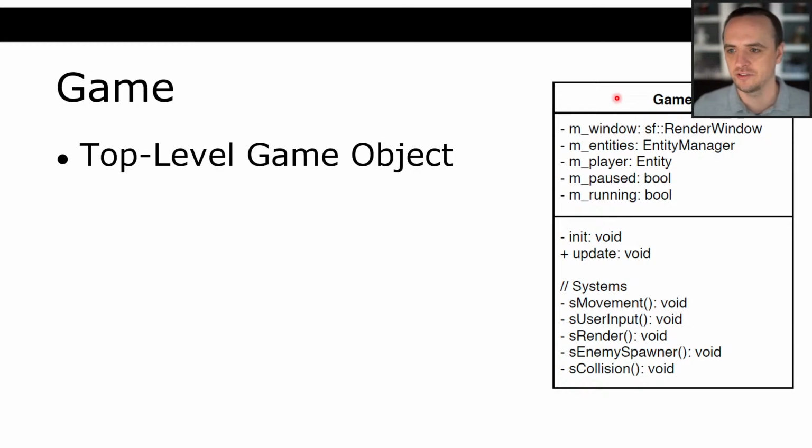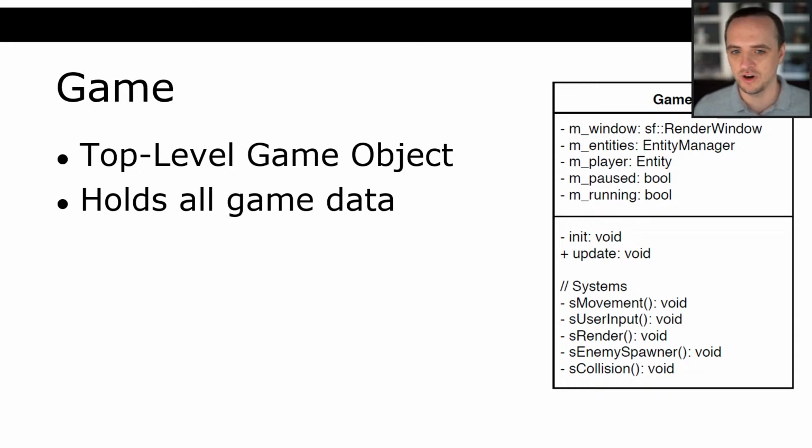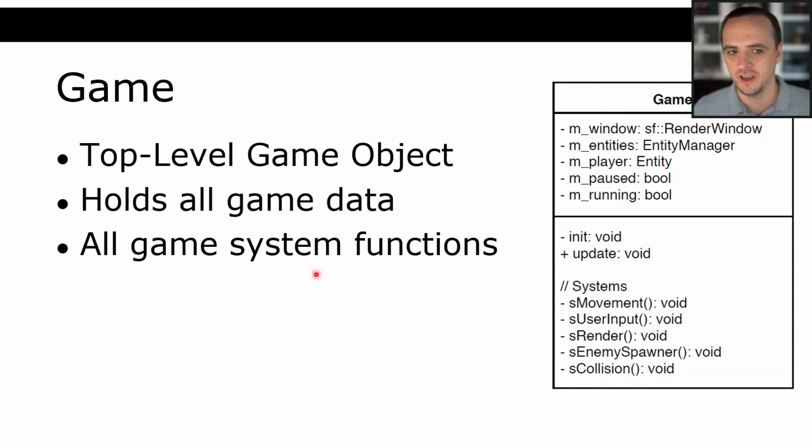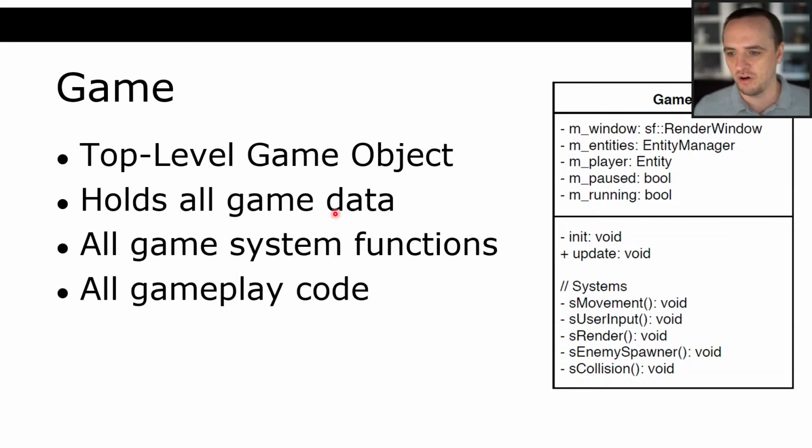The game class is like a top-level game object. It holds all of our game data, and it holds all the game system functions. It has all the gameplay code, etc. So this stores the window, it stores the entities, it stores the player, it stores all these variables that are related to the game, and it has all of our systems as well.